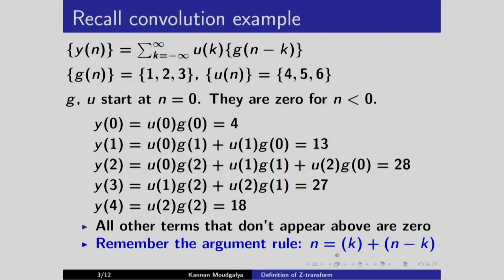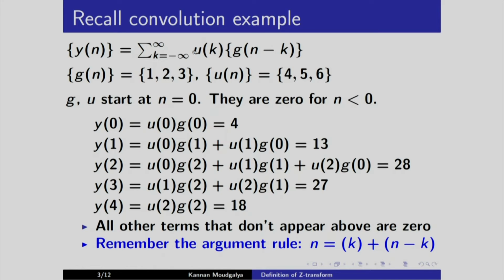Remember the argument rule. This n over here is equal to the sum of the arguments k and n minus k here. All such combinations should appear here. These are the only non-zero combinations, so you have this. Remember, we need to calculate this expression using this expansion. Because there are only 3 and 3 non-zero entries here, you have a smaller number of entries.